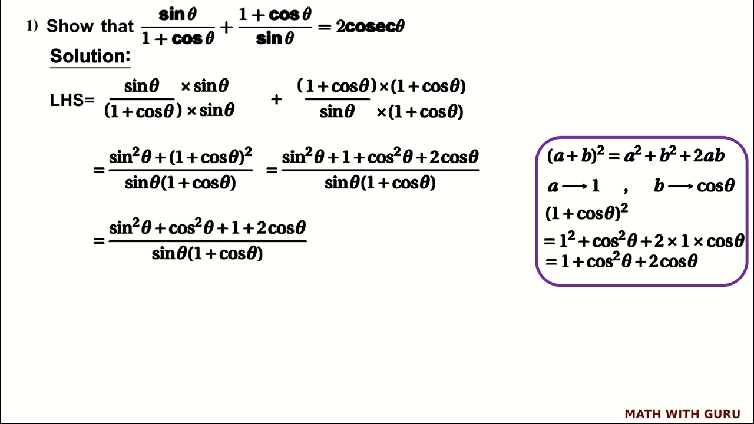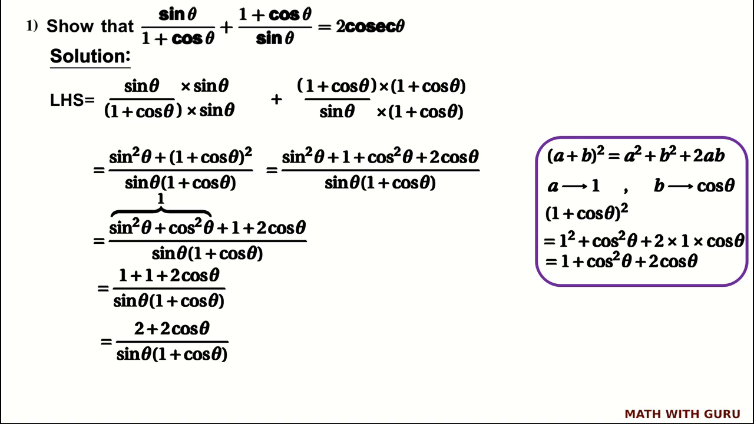Let us regroup the terms in the numerator as sin square theta plus cos square theta plus 1 plus 2 cos theta. We know this identity: sin square theta plus cos square theta equals 1. Therefore, 1 plus 1 plus 2 cos theta divided by sin theta into 1 plus cos theta. 1 plus 1 is 2, plus 2 cos theta, divided by sin theta into 1 plus cos theta. 2 is a common factor in the numerator: 2 into 1 plus cos theta, whole divided by sin theta into 1 plus cos theta. 1 plus cos theta is a common factor.